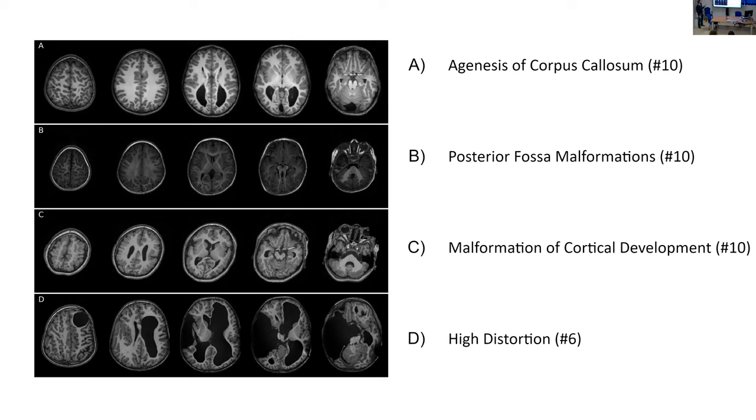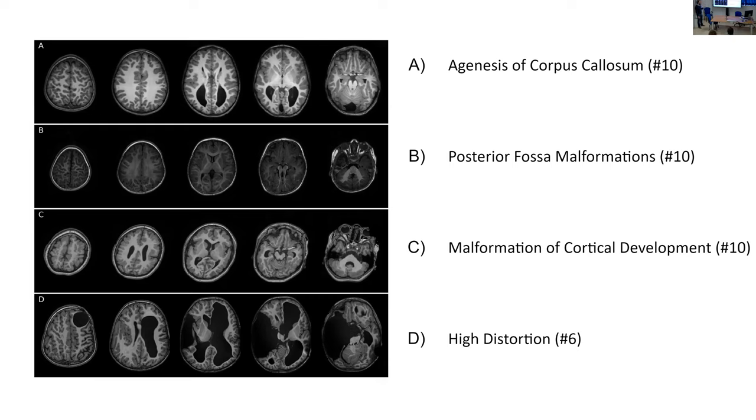Furthermore, we have 10 subjects with posterior fossa malformation, where we have a malformation of the vermis of the cerebellum and usually the brainstem. In this case, for example, it is Joubert syndrome. We can see the classic tooth sign in the cerebellum in the axial slice.